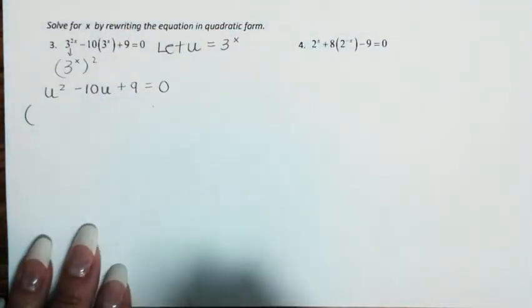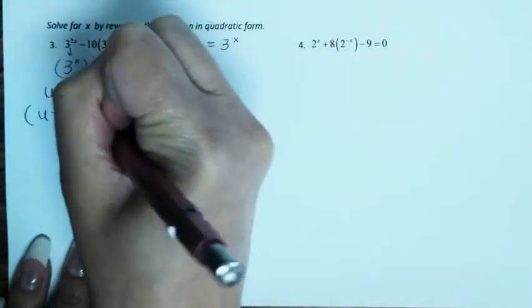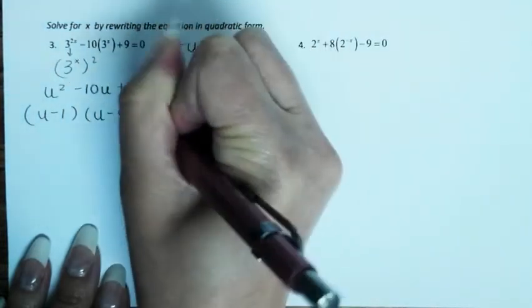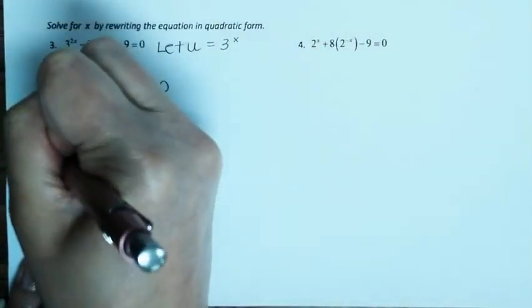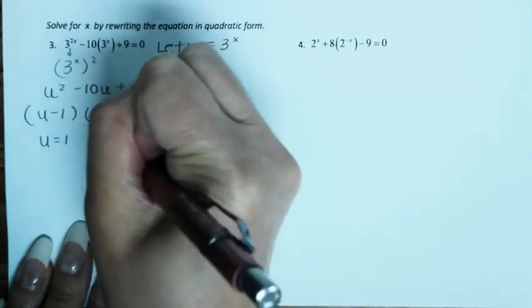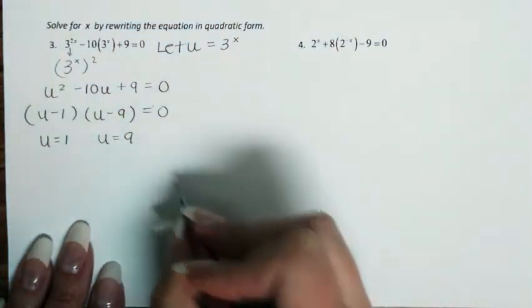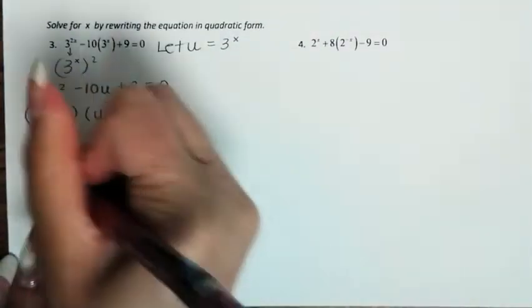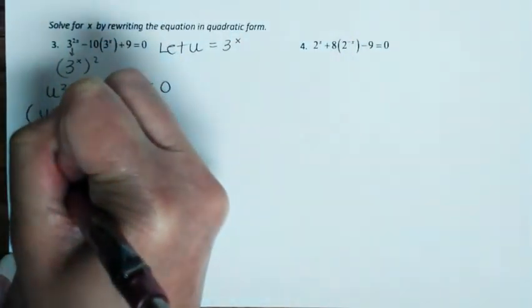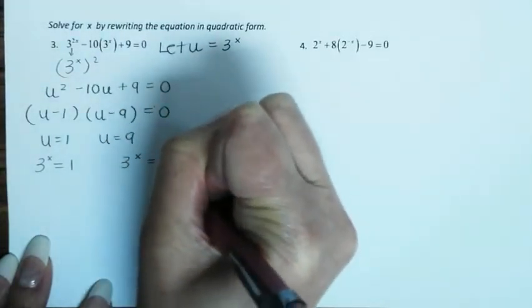You know that two numbers that when you multiply them give you positive 9, and when you add them give you negative 10, are the simple numbers negative 1 and negative 9. Okay? So you factor this and you solve it for u. So you have u equals 1 and u equals 9. But you need to remember, what do you want to solve? You want to solve for x, not for u. So you need to replace the u with your original expression, now that we are in a simpler situation. So you have 3 to the power of x is equal to 1 and 3 to the power of x is equal to 9.